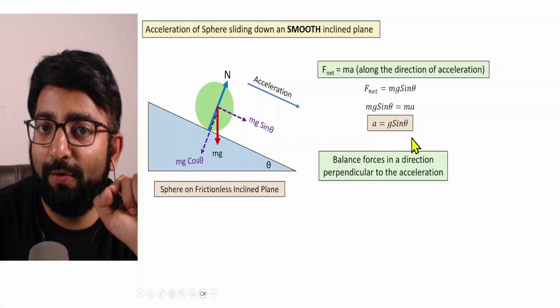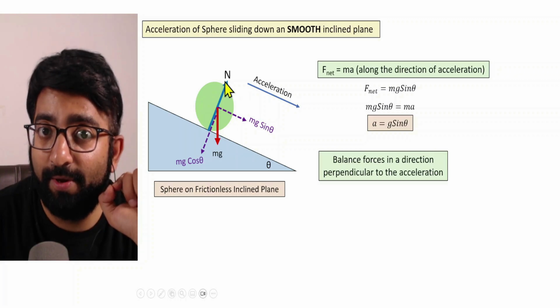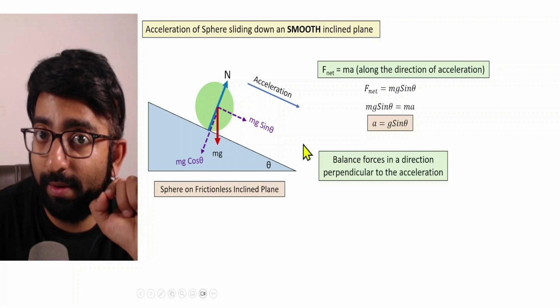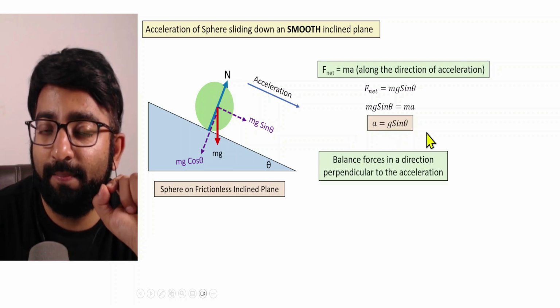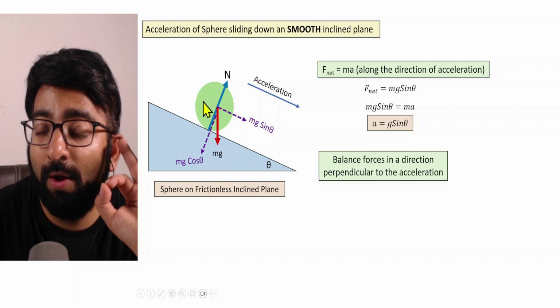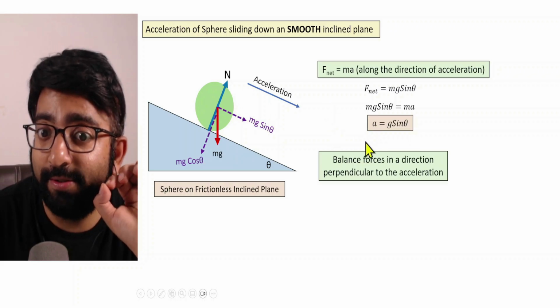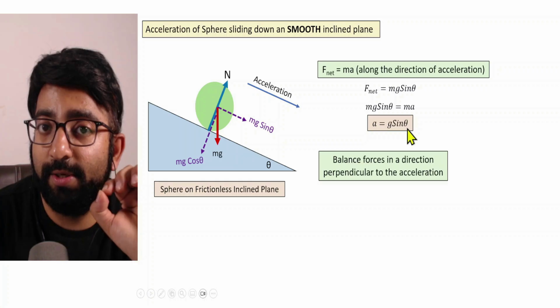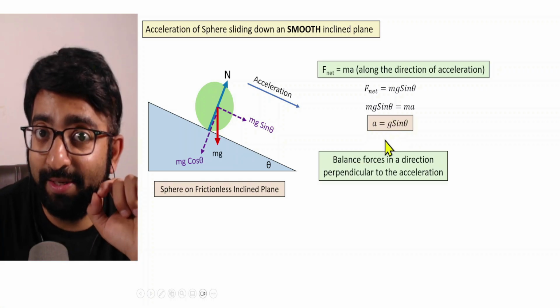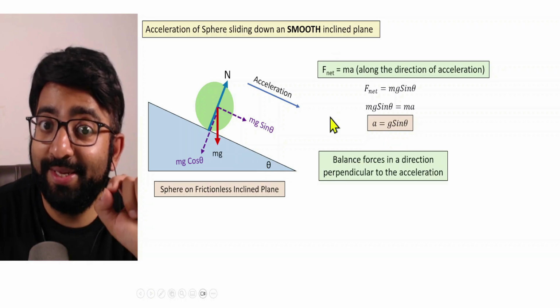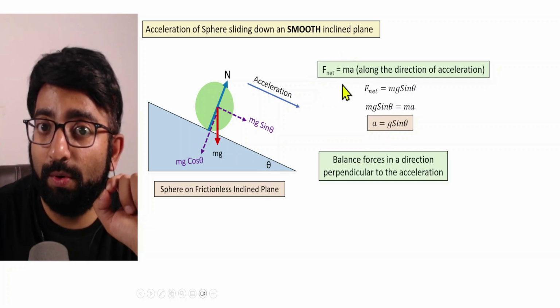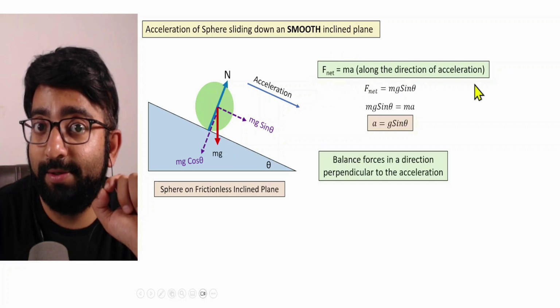And from this point onwards, please remember, if we have a sphere which is sliding down a smooth inclined plane, its linear acceleration is always g sine theta, irrespective of the mass of the sphere. It could be a very heavy sphere or a very light ball. The linear acceleration will always be g sine theta, where g is the acceleration due to gravity and theta is the angle of the incline. So this is step 1, applying F net is equal to ma along the direction of acceleration.